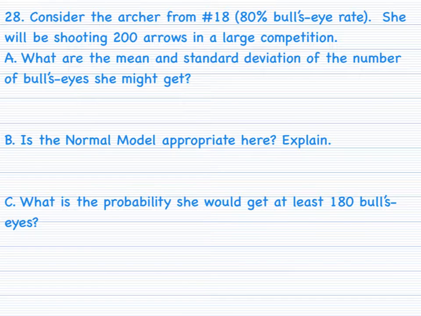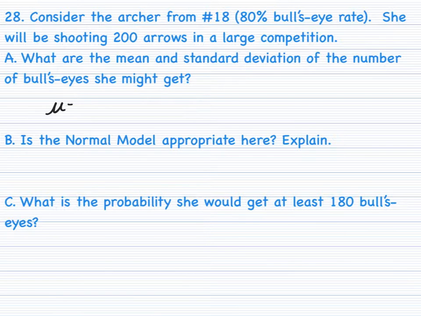Okay, so consider the archer with the 80% bullseye rate. She'll be shooting 200 arrows in a large competition. So, pause, take a moment, and do these problems. Okay, I assume you unpaused or you never paused in the first place.